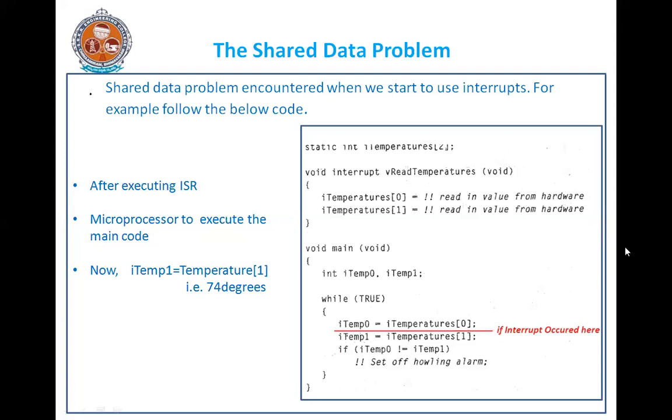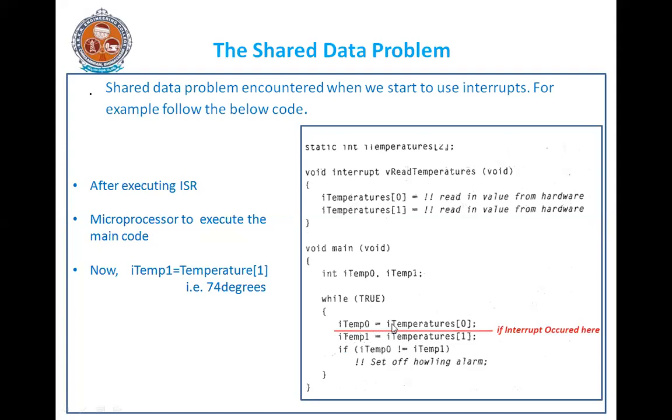Now these two temperatures are again recorded as 74. So iTemp1 now has the value 74, because iTemp1 is assigned iTemperatures of 1, which is 74. But previously, when these two instructions were executed, both values were 73. At that time both temperatures were equal, and after the interrupt service routine, when these two are executed again, both are 74. At that time also both temperatures are equal.